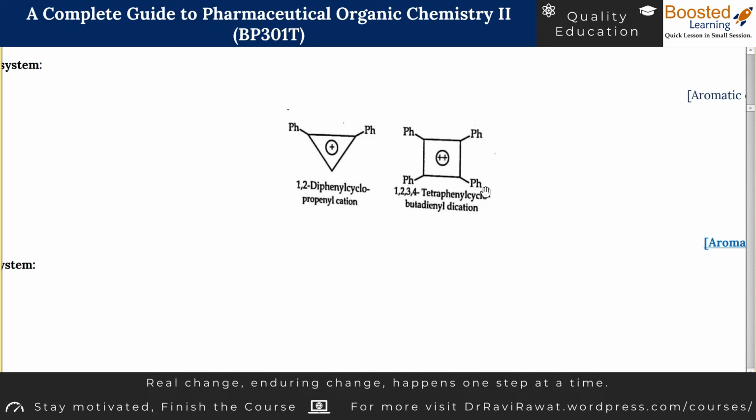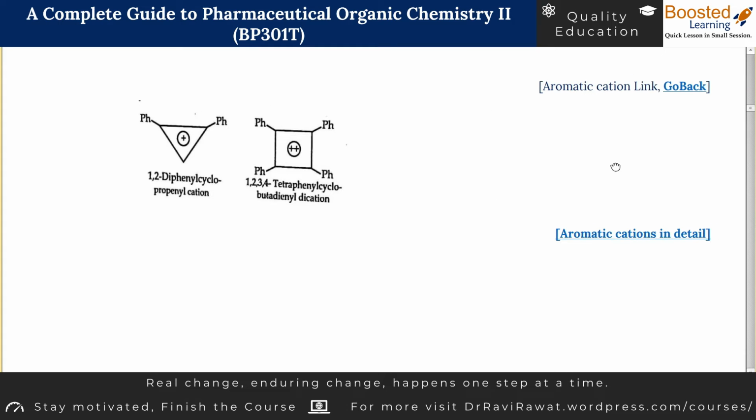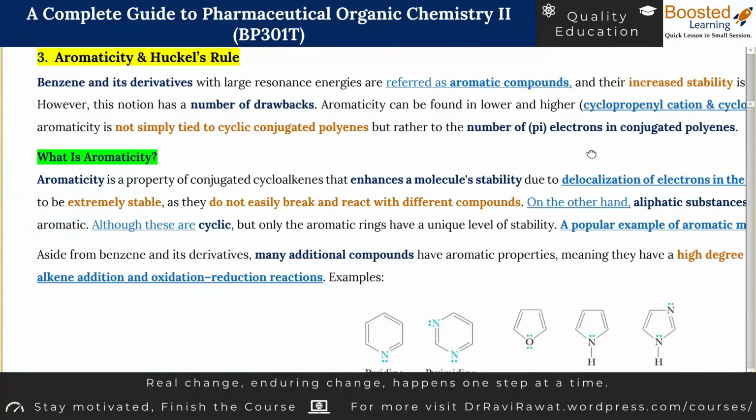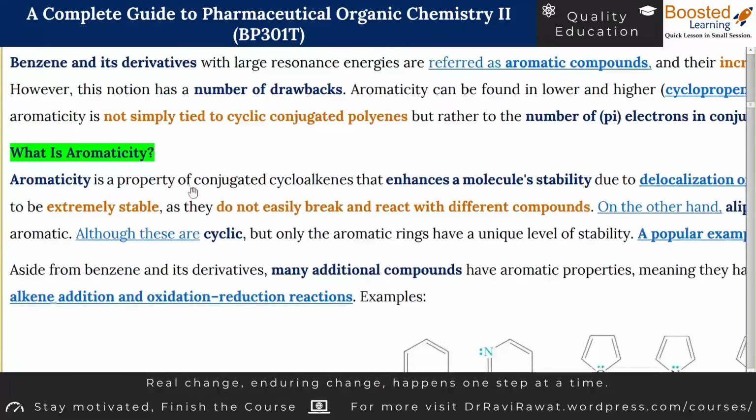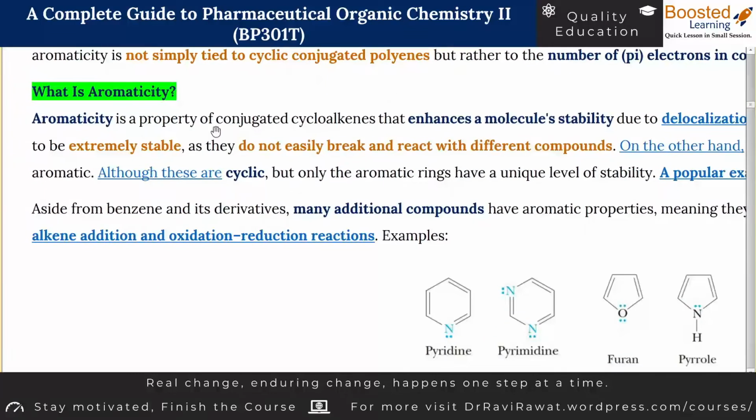So that means there was more to figuring out which of the molecules are aromatic and which are not, and we have to cover the topic of aromaticity. So let us begin with the definition of aromaticity, which is stated as that aromaticity is a property of conjugated cycloalkenes. Cycloalkenes means anything which is cyclic and which has a double bond inside it.